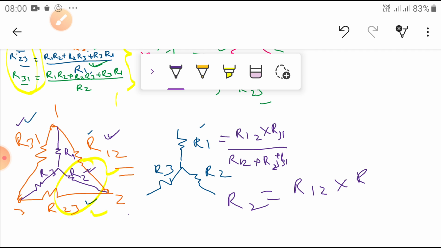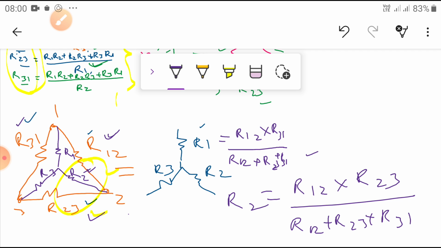into R23 divided by the denominator, which is the same: the sum of R12 plus R23 plus R31. You get the same value. So this value and this value are the same, but here only the numerator values change. Okay. Now write R3.